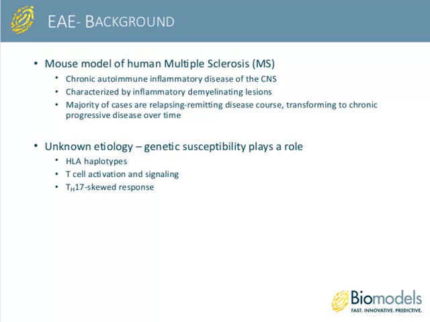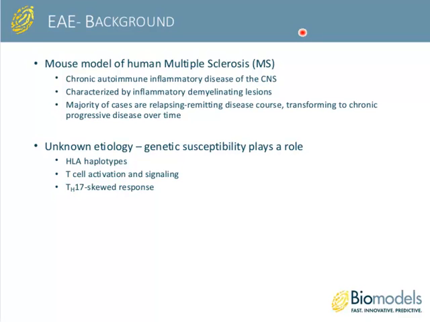That's the mouse model of human multiple sclerosis. It's a chronic autoimmune inflammatory disease of the CNS, and it's characterized by these demyelinating lesions. The majority of human cases are the relapsing, remitting disease course, which can later transform into a chronic progressive disease over time. But a few people present, the first presentation of disease is a progressive form.